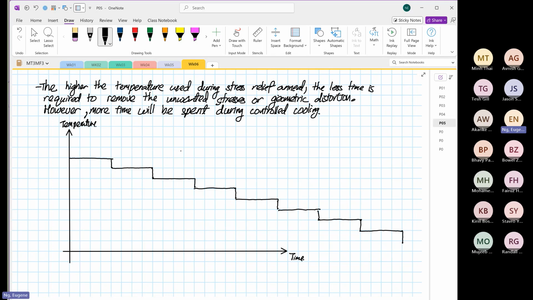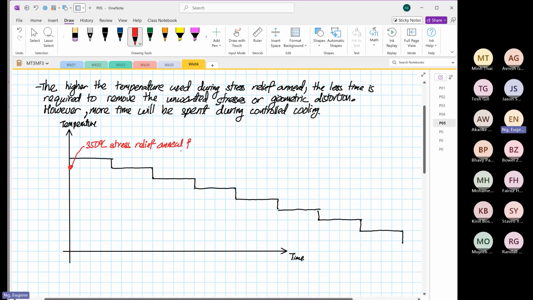If you are going to use a temperature over here, for example, this is like 350 degrees for stress relief anneal. And this you only need to spend, for example, 2 hours. Right? For example.